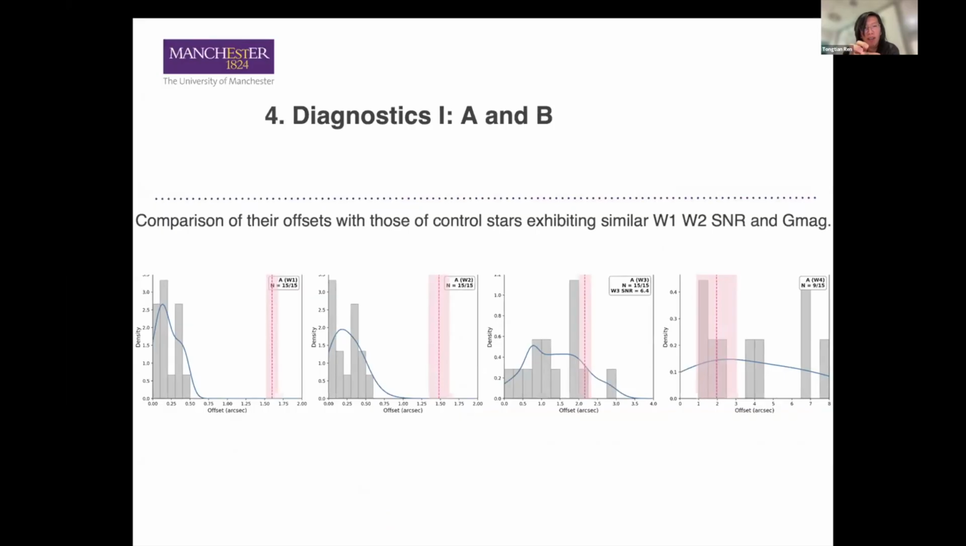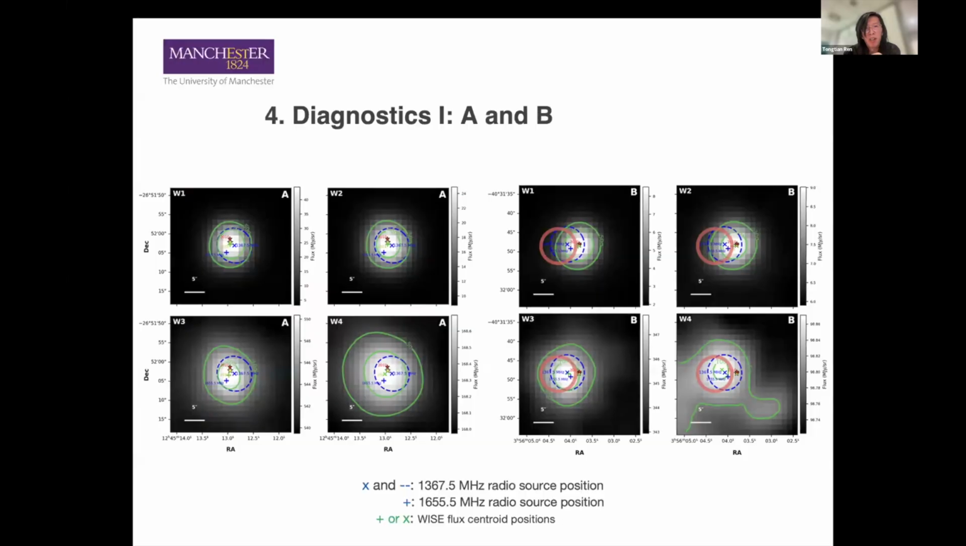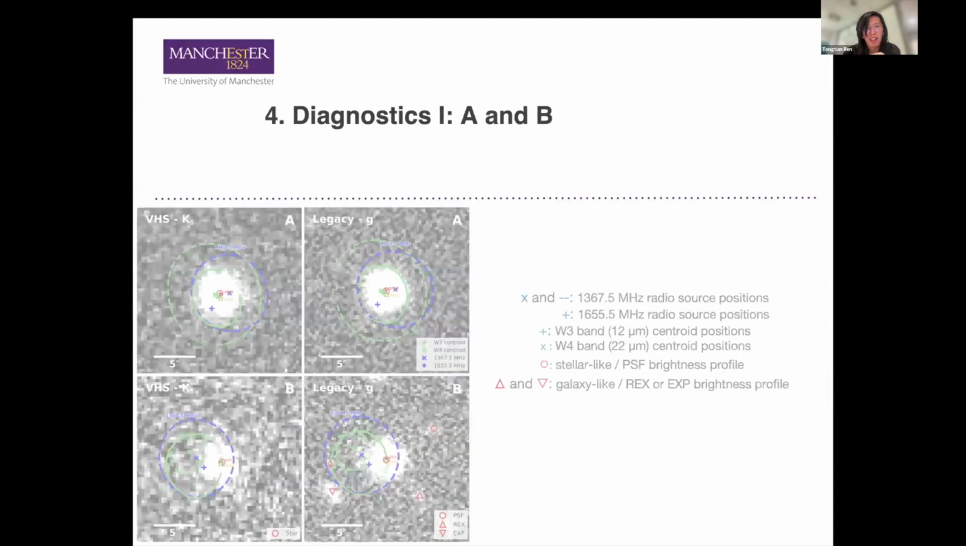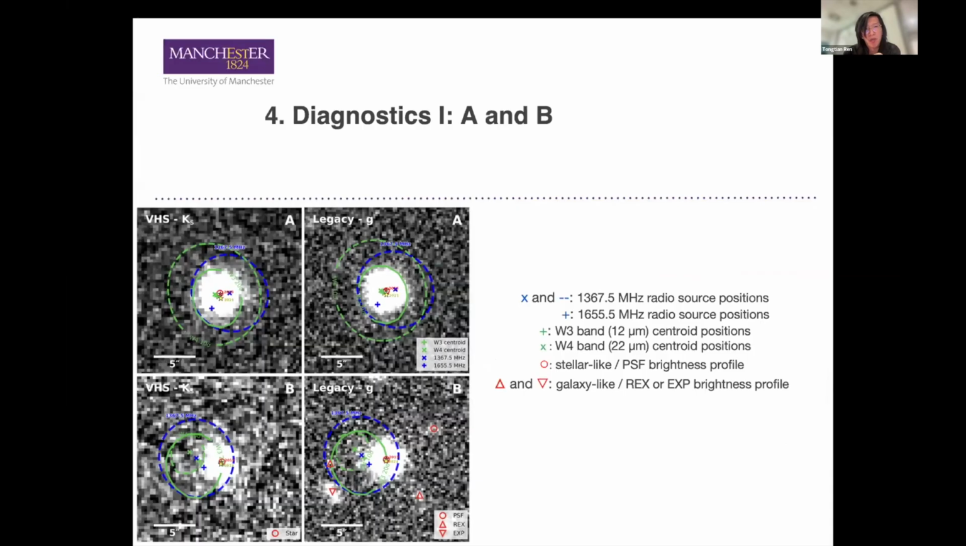But what about the centroid offsets of the stellar positions compared to normal stars? We selected 15 normal stars with a similar W1, W2 signal to noise ratio and G band optical magnitude. We found that the offset of candidate A is significantly larger than the normal stars. So this shows that candidate A is very likely to be contaminated too.